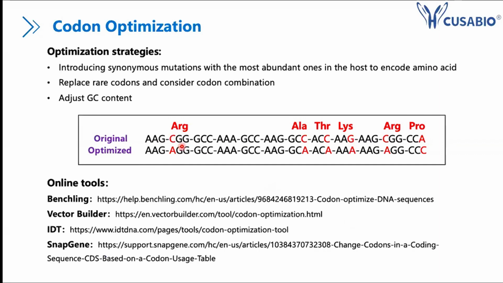And actually, you do not need to do it by yourself. There are a lot of online tools, and they are free. So you can find these free online tools and let the tools do the correction for you. I think before I used VectorBuilder and IDT a lot. They will let you choose the host expression system. Then you just put your amino acid sequence into the box and click optimize. I think after several minutes, you will get the result.